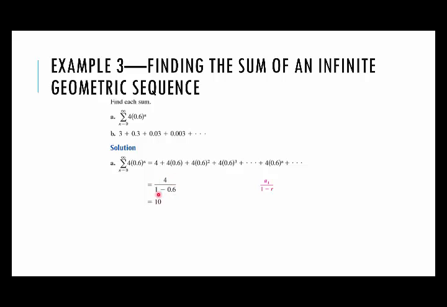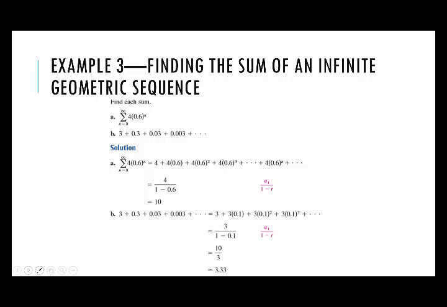Well, the simple formula from the last page said take the initial term and divide it by 1 minus the common ratio. The common ratio was 0.6. So 4 over 1 minus 0.6, which gives you 10. So the sum of the infinite series is 10.